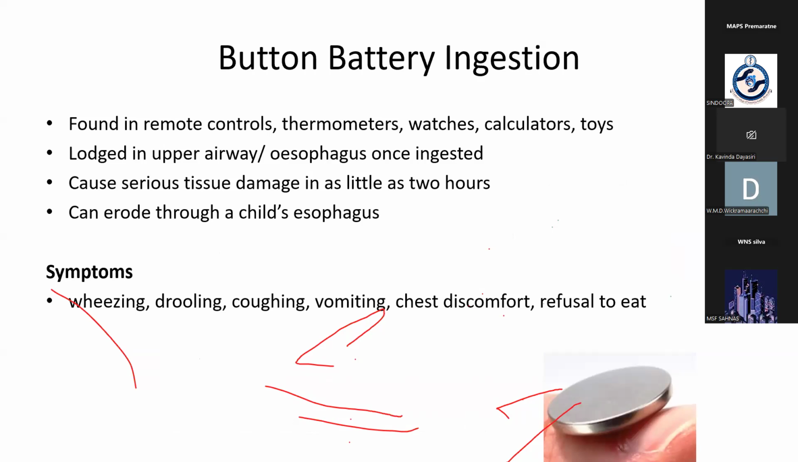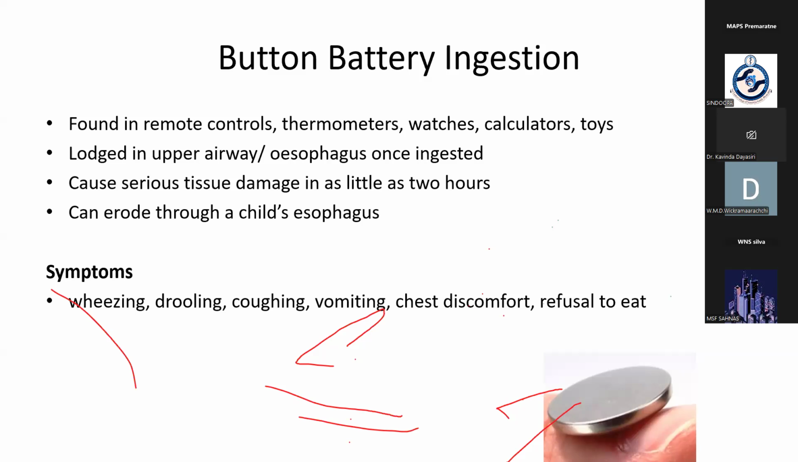And button battery is again a pediatric specific thing, not seen in adults. Children might accidentally ingest these batteries, which can be found in calculators, toys. And the thing is, if you ingest it and it's stuck in the upper gastrointestinal tract, somewhere in the esophagus, it can actually erode into the esophagus and then result in fatal hemorrhage. It can erode into the descending aorta, it can erode into the trachea and result in a tracheoesophageal fistula. Serious complications can happen.